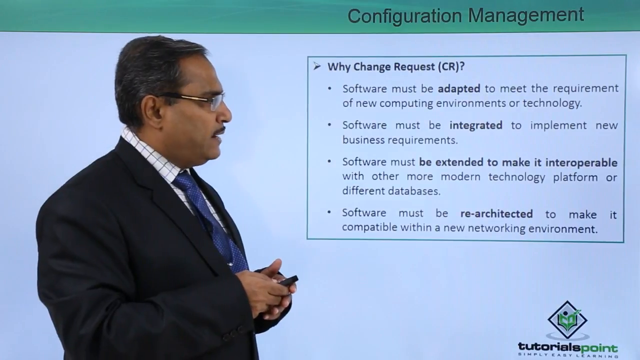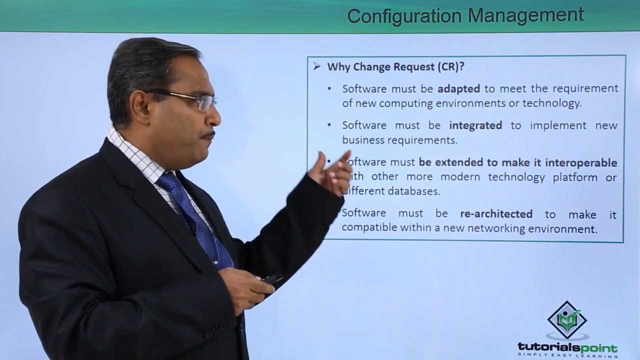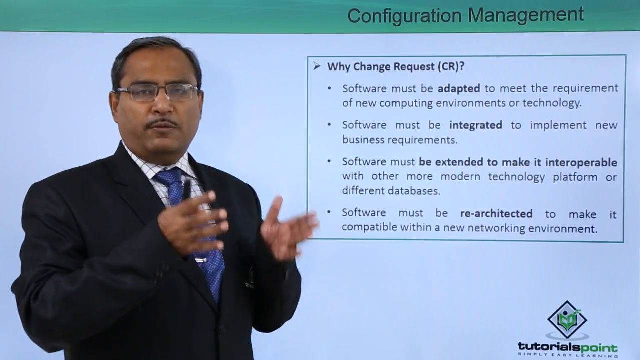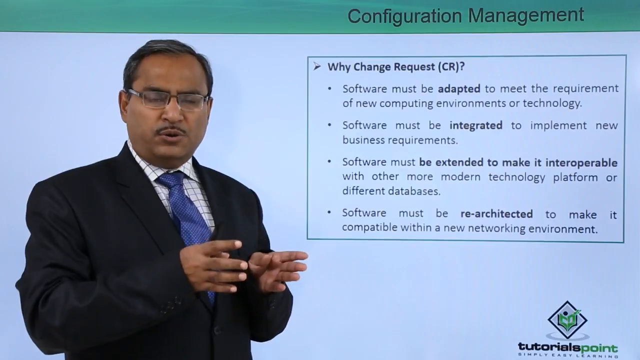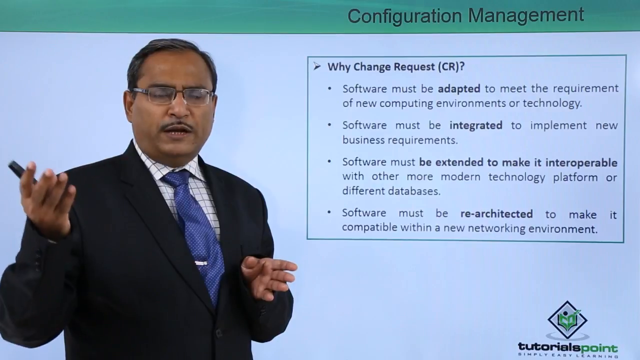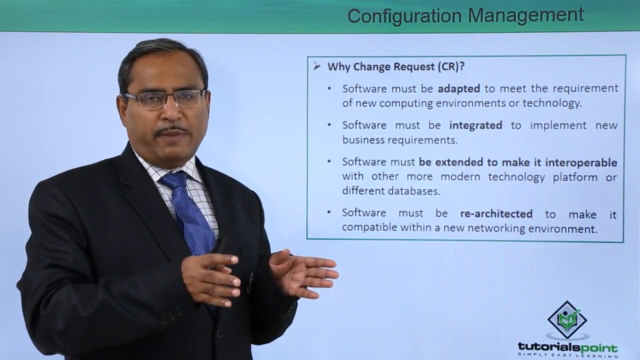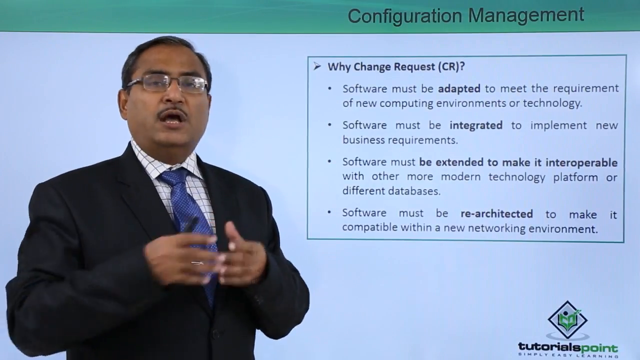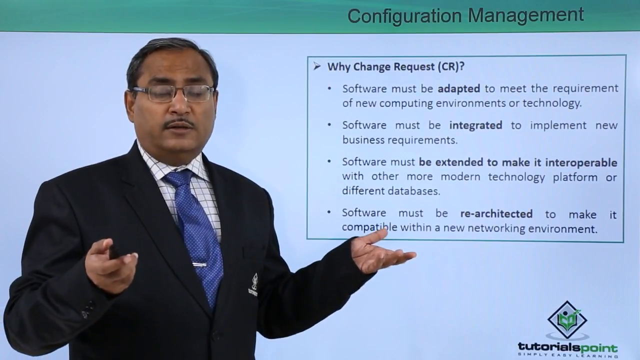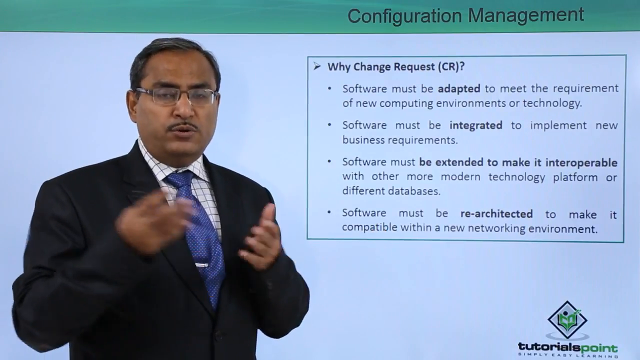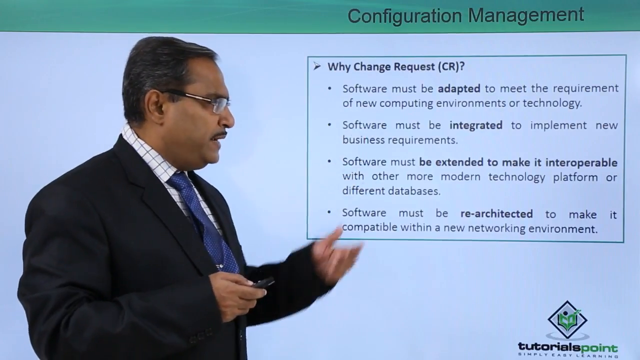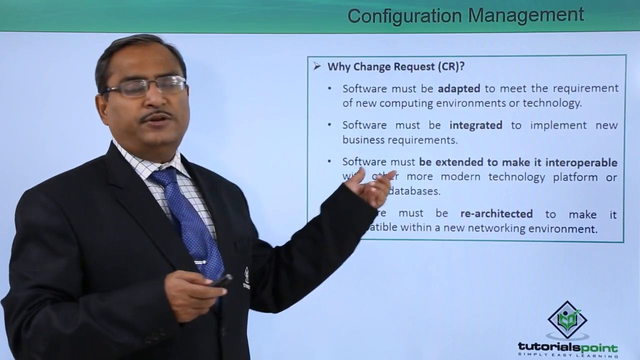So software must be adapted to meet the requirements of new computing environments or technology. So now what is happening? We have developed one software in, say, version 1.0. Now we have another new technology which has come in the market, let it be version 2.0. So now this particular software has to be migrated from this version to that version, and we can also add some more capabilities. So that might be to adapt with the new technology, with the new innovations, the change request might get originated.